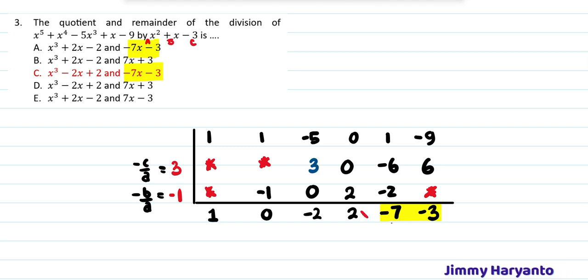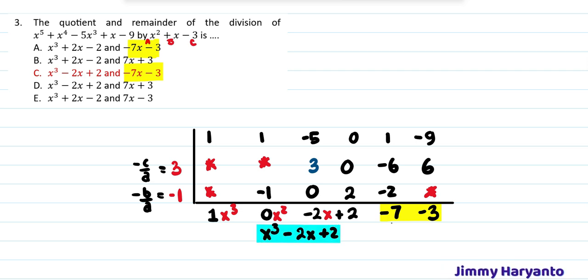And then for the quotient, it will be: no x for this one, and then this one has x, this one is x squared, this one is x to the power of 3. But because the x squared is 0, that means the final answer is x cubed minus 2x and then plus 2. Yeah, so this is the quotient, and the yellow is the remainder. You only have to put x right there.